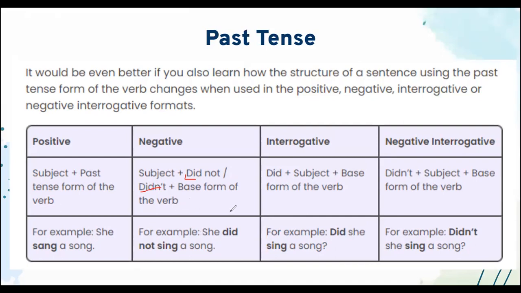She did not sing a song. Interrogative, also same as we took before, the sentence construction. It needs to have our helping verb did at the very beginning. Did she sing a song? But the negative interrogative uses didn't instead of did, but in the form of a question, not a statement. Didn't she sing a song?